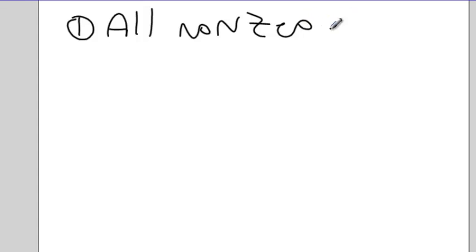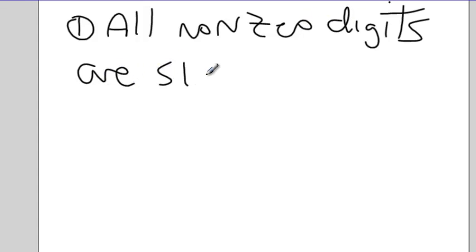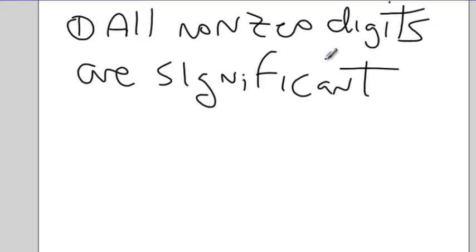Rule number 1. All non-zero digits are significant. Okay, that's rule number 1. If you're looking at something someone else has written and there are no zeros in it, you can be pretty sure all those numbers are significant. It's when the zeros come in that things start getting a little hairy. Number 2, we'll start with the easy rules.